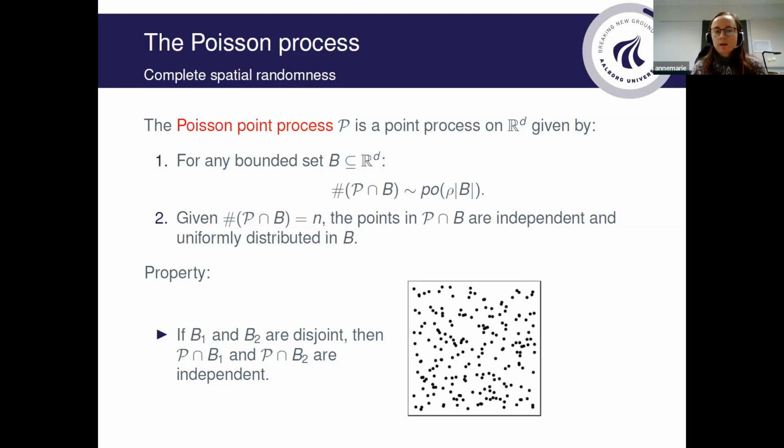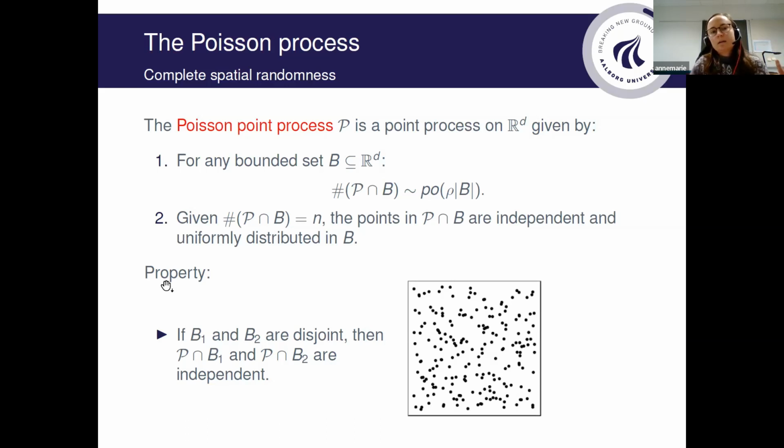So the number of points is random, but given the number of points, when you know it's n, you just throw in independent points in B, and that gives you the point pattern. And this Poisson process has this nice property that whenever you take 2 disjoint sets, B1 and B2, and look at the point process inside these 2 disjoint sets, then that's going to be independent of each other. And in fact, this independence property in disjoint sets completely characterizes the Poisson point process. So it's the only point process with this property.